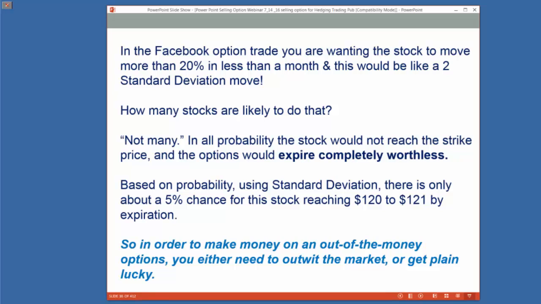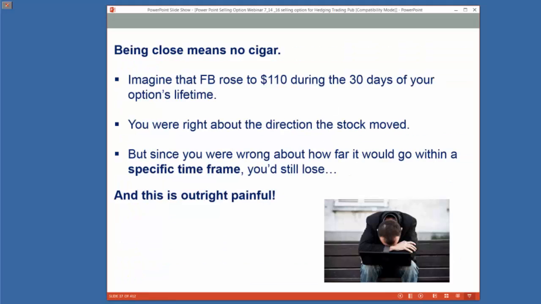So in this Facebook option trade, you're wanting the stock to move more than 20% in less than a month. And this would be like a 2 standard deviation move. And how many stocks are likely to do that? Well, not many. We'll see the occasional few that have these crazy moves, but in all probability, the stock would not reach the strike price and the options would expire completely worthless. So based on probability, and that's the other great thing about options, we can measure probabilities theoretically using standard deviation. There's only about a 5% chance for this stock to reach 120 to 121 by expiration.